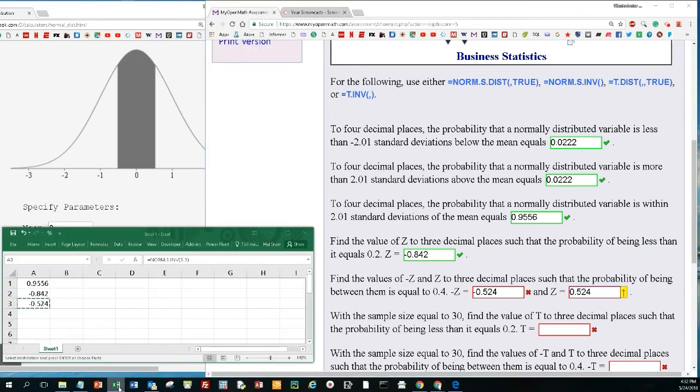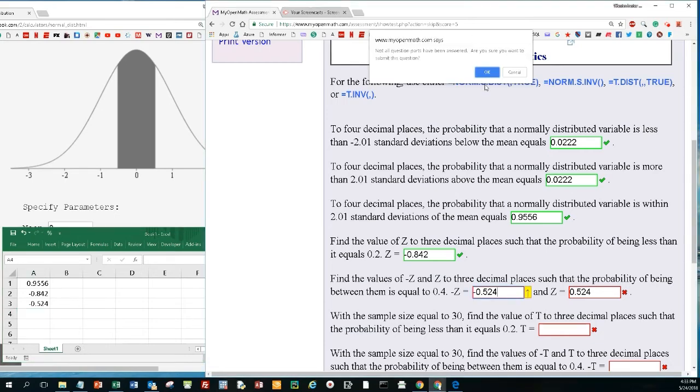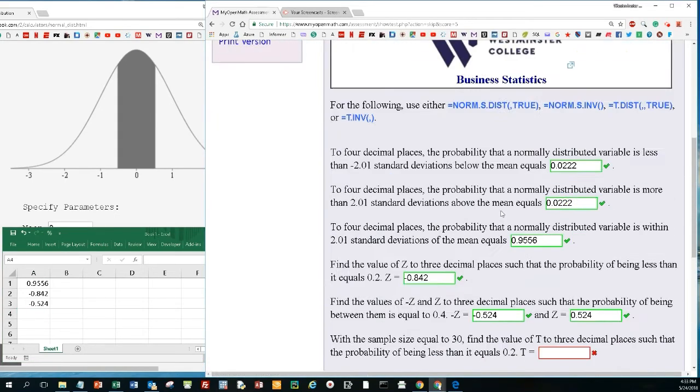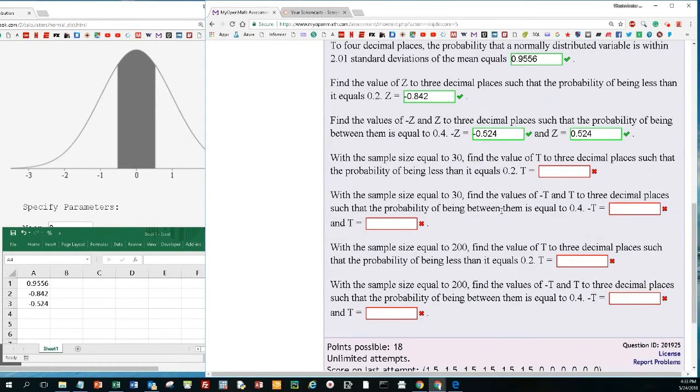Again, to do this in Excel, what you do is you use this norm.s.inverse function and you put in 0.3 because that's the area of this white area. And then you use symmetry. So this number is negative 0.524 and this number is 0.524. And let's just hit enter to see if we got it right. And we did. Cool.